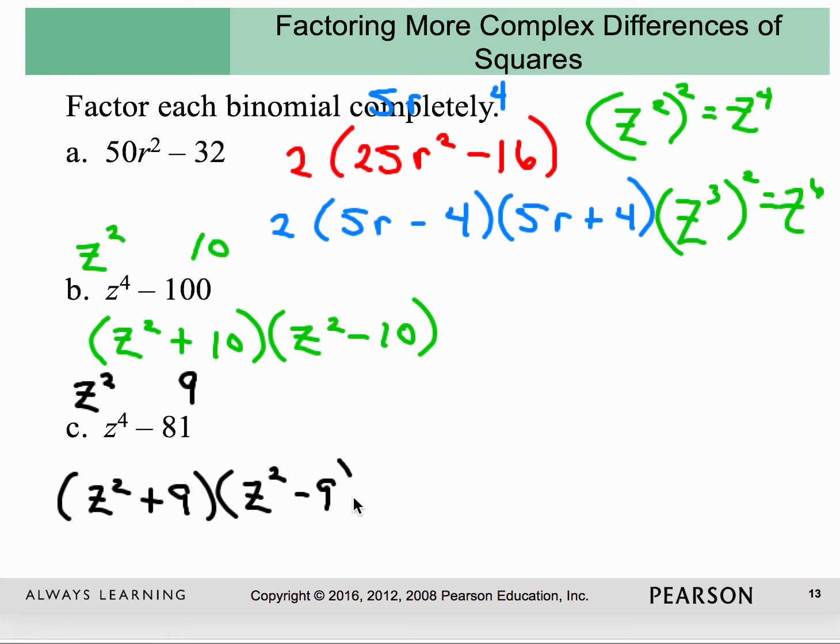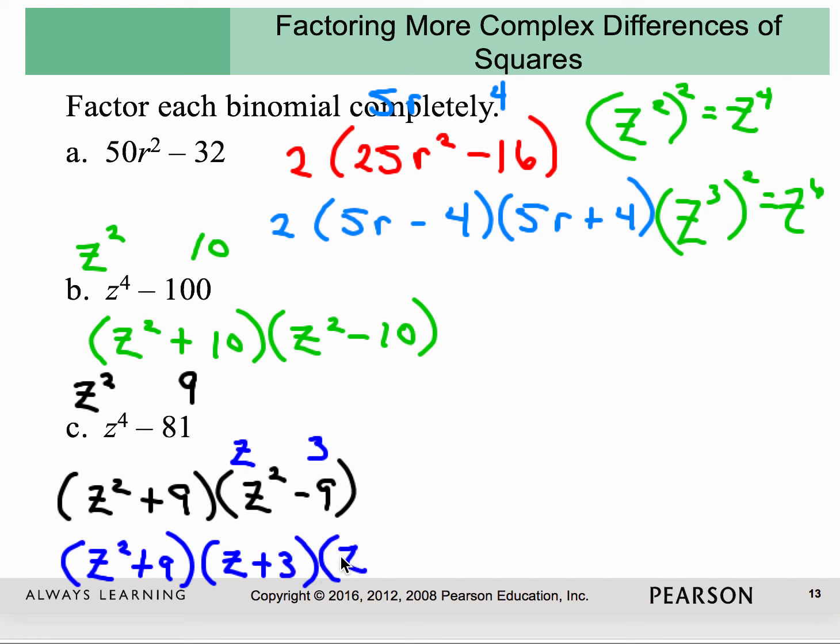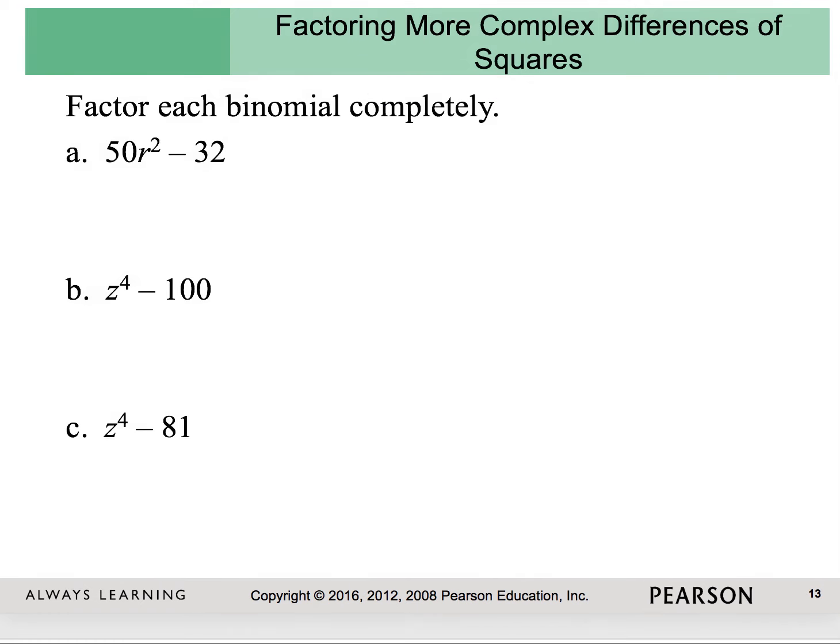I've got exponents bigger than 1 in those factors, so I got to see if that thing will continue to factor. Now that's a plus, so it doesn't matter. It's prime, it won't factor any further. But this one, that's something squared, and that's something squared. So I'm not finished factoring this thing. This one doesn't factor any further. But this one can be written as z plus 3, z minus 3.